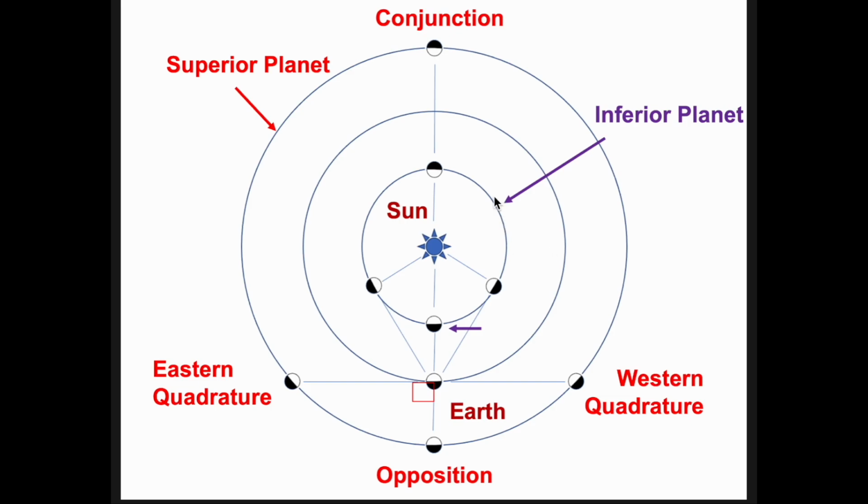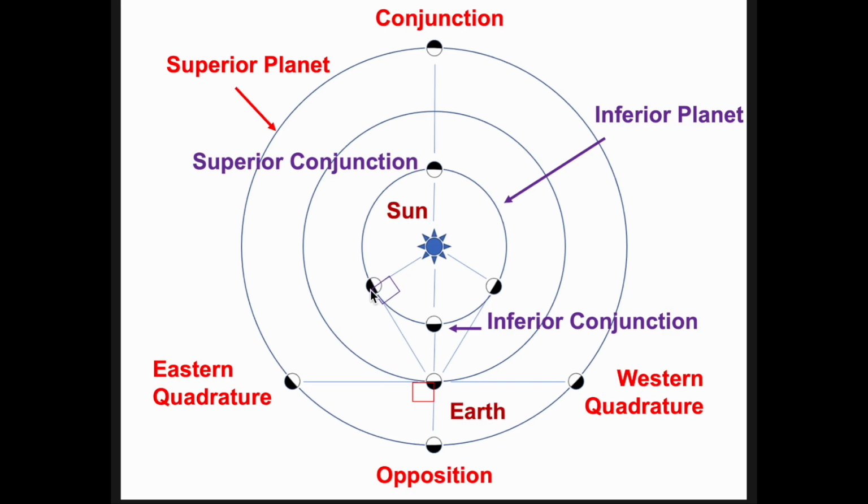For an inferior planet, we have right here what he calls inferior conjunction. Notice that's when the planet is between us and the sun. Over here, he calls this superior conjunction, when it's on the far side of the sun. Notice both of these only happen with an inferior planet. So an inferior planet can be in inferior or superior conjunction, whereas a superior planet can only be in conjunction.